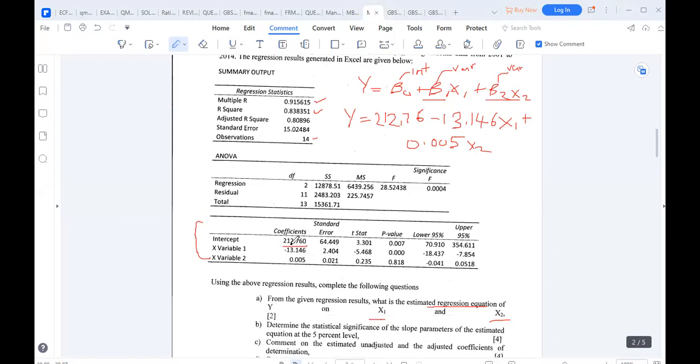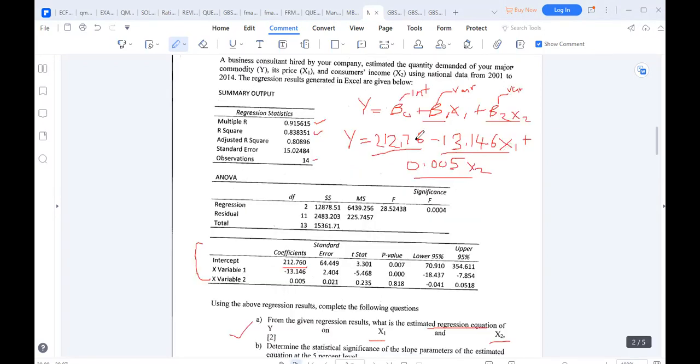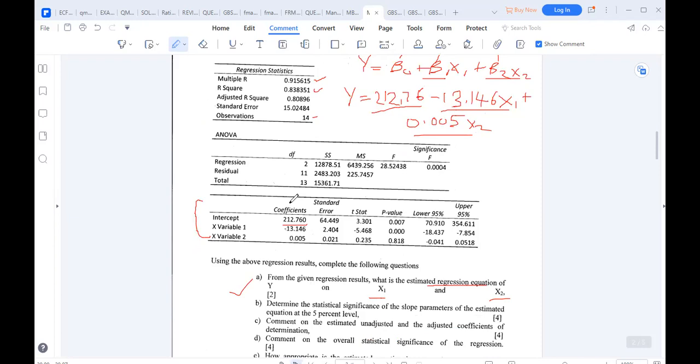The key thing is the intercept, which doesn't have a letter. So you start with the A, which is also given by B0. So 212, you put it there. Plus negative 13.146 X1 plus positive 0.05 X2. So this is the regression equation. Identifying that is simply 2 marks for just coming up with the equation, just from interpreting this. Are you together?